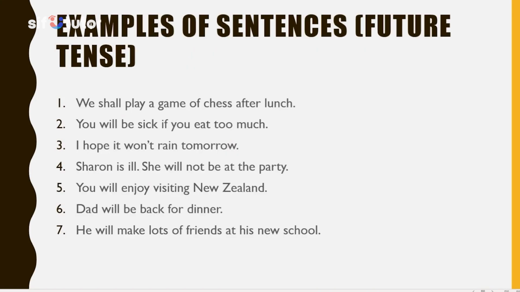So examples of sentences that incorporate future tense. Number 1, we shall play a game of chess after lunch. The word shall indicates that it is a suggestion for something to be done in the near future. Or number 6, Dad will be back for dinner. Also suggests that something will happen in the near future. It's like you're anticipating it. And that is why we call it future tense, because it's supposed to happen in the future.